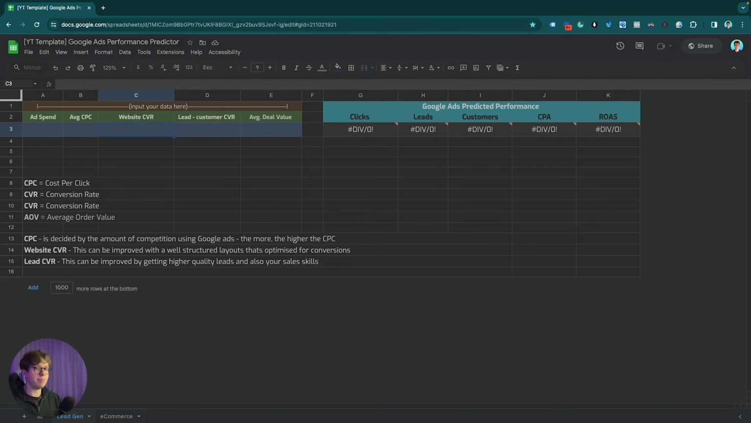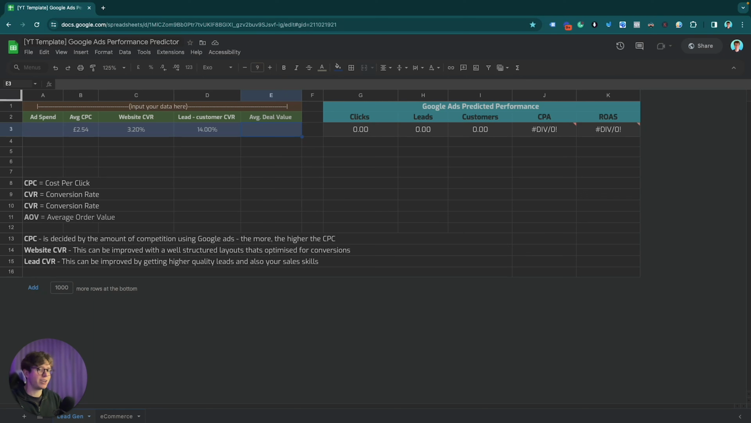So let's go through and make a quick example. I'm going to leave ad spend empty for now, but we're going to start with average CPC. Now, average CPC can vary massively. I worked on some accounts where an average CPC was around £15 or around $20, and that's for like SaaS companies. But let's just put a more realistic average CPC, £2.54. And then we want to put a very average conversion rate of a website of 3.2%. And then we're going to put a very average lead to customer conversion rate of around 14%.